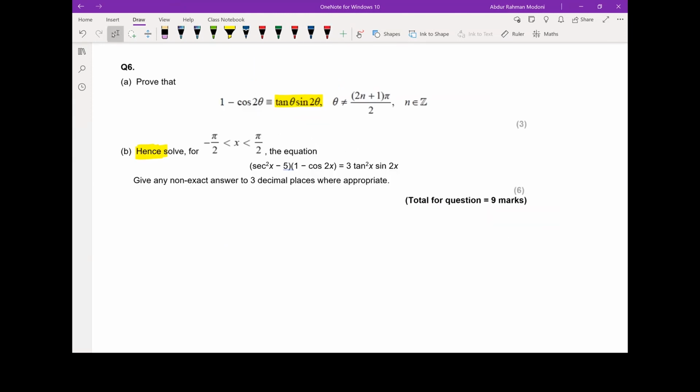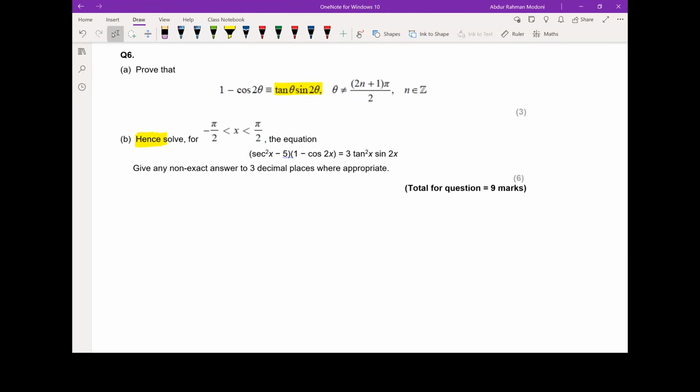So let's go and see how we might use the result from part A to do part B. I don't need my part A working out whatsoever, because part A was a prove that question. Okay, so the similarities between part A and part B: tan theta sine 2 theta, here it is. It's appearing here in a slightly different form. It's got a square on it. So what could I do potentially to get that part A to look like the same thing?